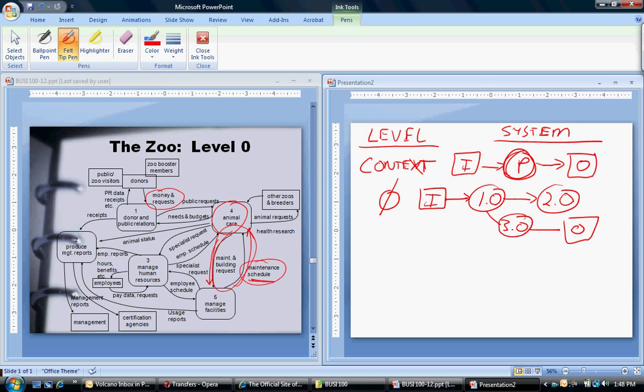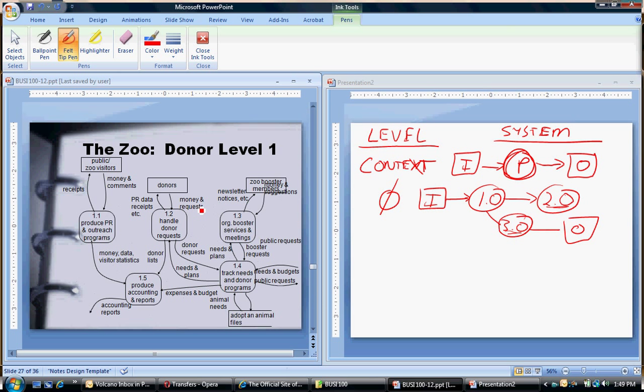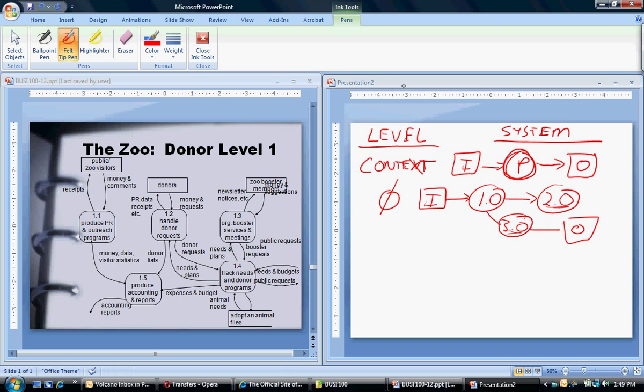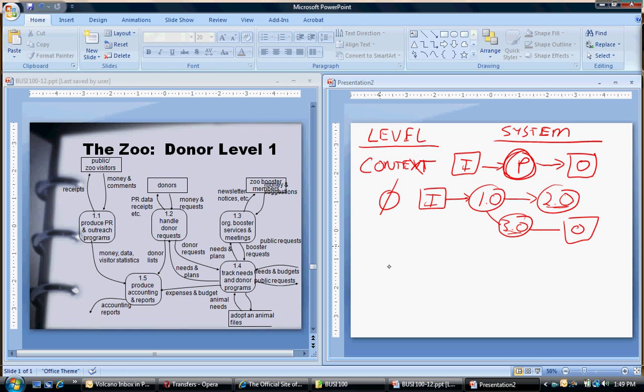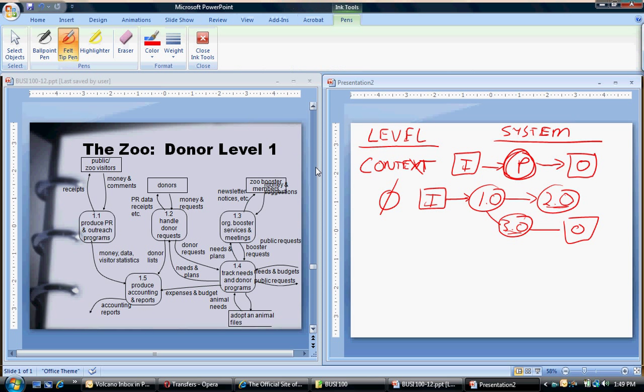So again, notice that I have specific shapes. I am numbering each one of my processes appropriately. And then what I can do from there is break this down and go even a step further. If I look at what's called a level 1, I would take one of these steps here, one of these processes, and expand it out.